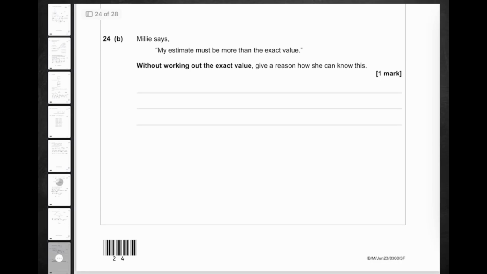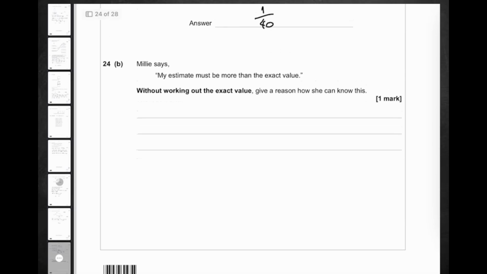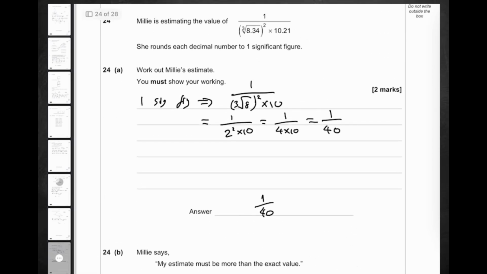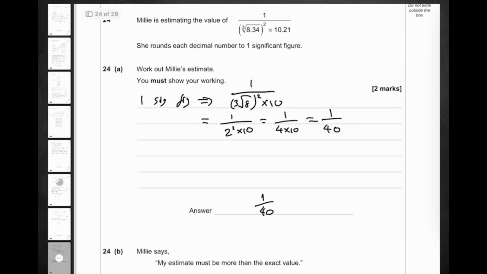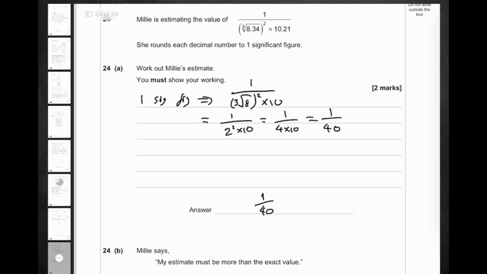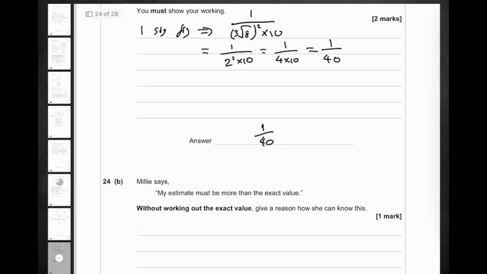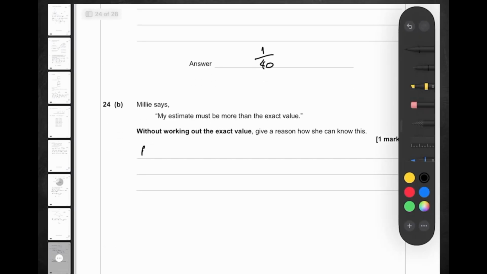Part B. Millie says, my estimate must be more than the exact value. Without working out the exact value, give a reason how she could know this. So it's because the 8 and the 10 were both rounded down, and they are both on the bottom of the fraction. So if you're dividing by a smaller number, you're going to get a bigger answer. So I'm going to say both 8 and 10 rounded down.